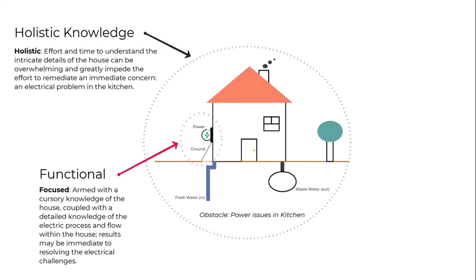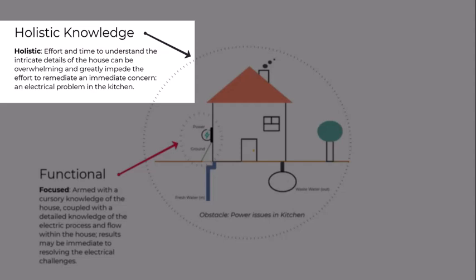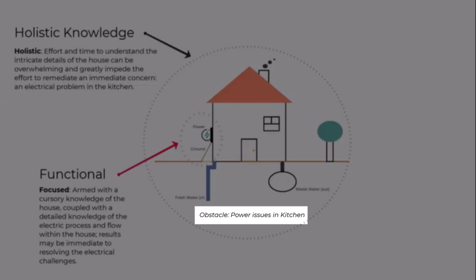We have to be able to discern what exactly the issue is. What is the functionality that we need to perform, the task that we need to achieve? What is the obstacle? And if you notice here on the screen, we have holistic knowledge with a dashed circle around the knowledge of the entire home, wherein our problem really is, as you can see there in the lower middle, the obstacle or power issues in the kitchen.